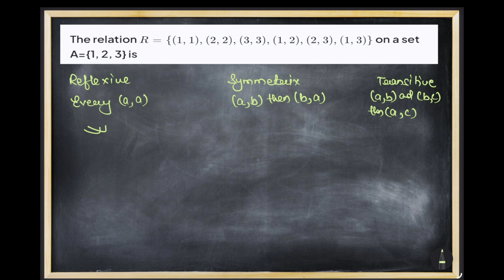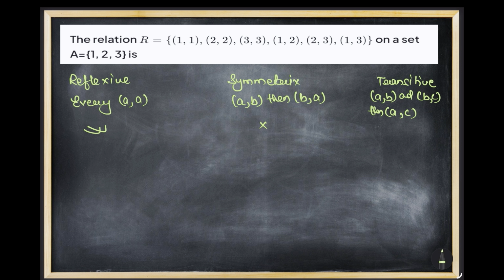Now focus on symmetric. If A comma B is there, we should have B comma A. So if 1 comma 1 is there, you should have 1 comma 1, it is there. 2 comma 2, you should have 2 comma 2, it is there. 3 comma 3, you need 3 comma 3, it is there. You have 1 comma 2, so you need 2 comma 1, which is missing. So this is not symmetric. Any one of it does not follow, so it is not symmetric. Now think about transitive.